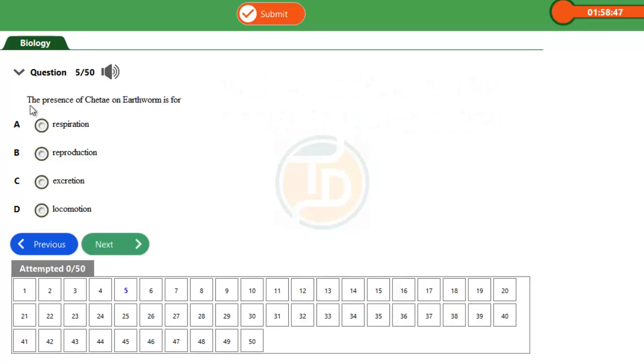Please note that the examiner is trying to test you on a topic known as movement. Another word for movement is known as locomotion. Therefore, the question is asking us something about earthworm. Please note that earthworm uses chitin for locomotion. Another name for chitin is known as bristle.